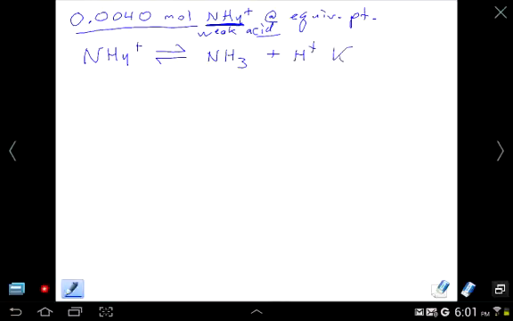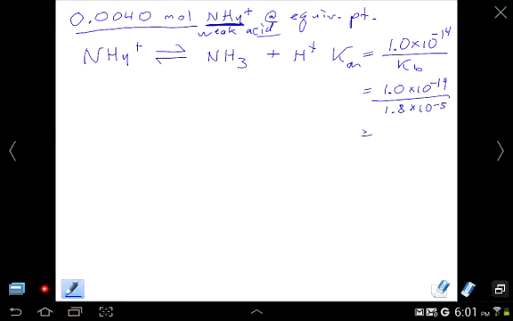The Ka of this will have to be found from the Kb of NH3. Now remember, Ka is 1.0 times 10 to the negative 14 over Kb, which in this case is 1.0 times 10 to the negative 14 divided by 1.8 times 10 to the negative 5. So go ahead and divide those two, and we can find out what the Ka of the acid is.